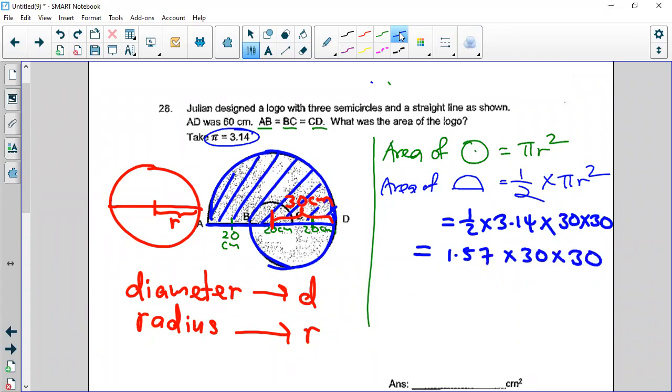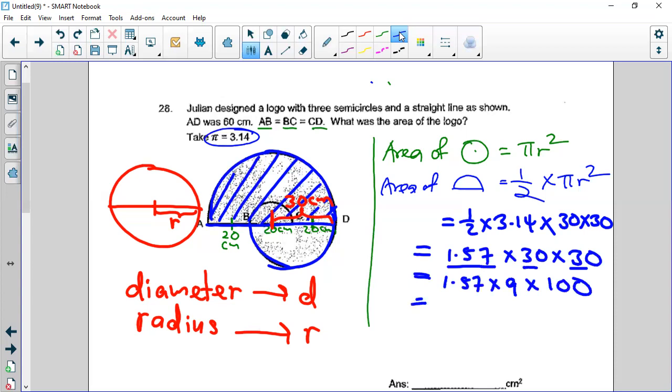Then what do we do? Cover the zeros. 1.57 times 3 times 3. What is 3 times 3? 3 times 3 is 9. So you take 1.57 times 9, and then put back the zeros later, which is 2 zeros.